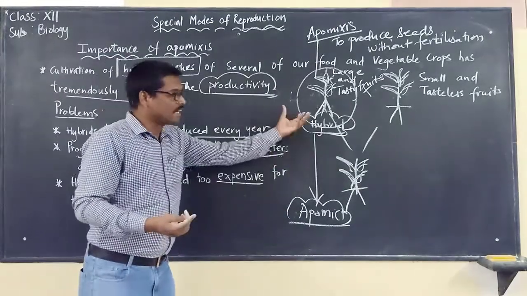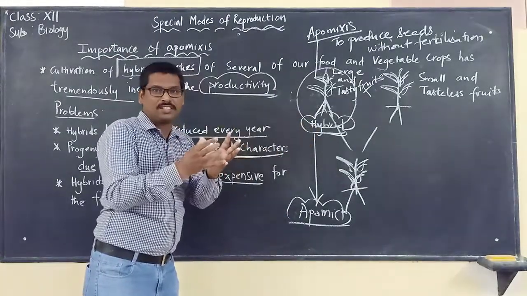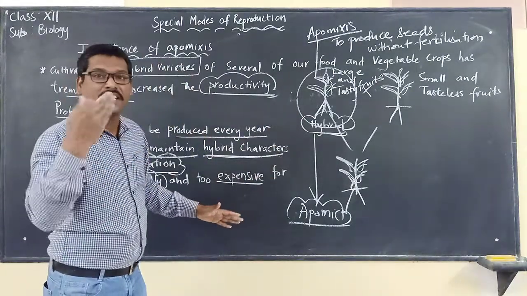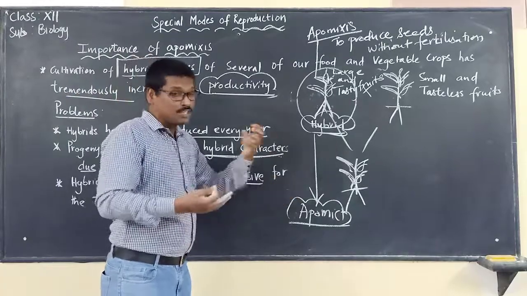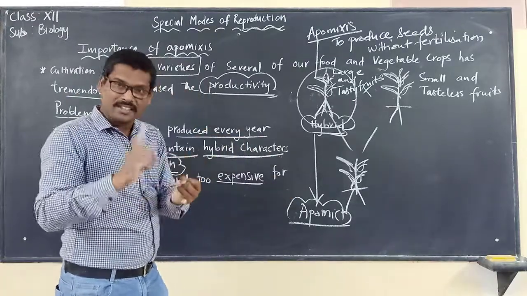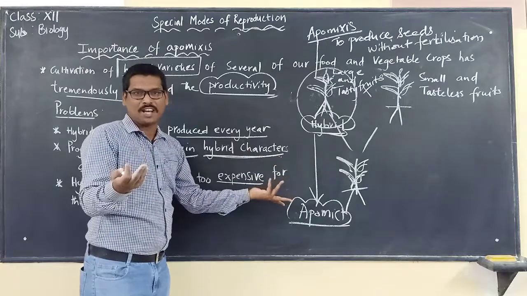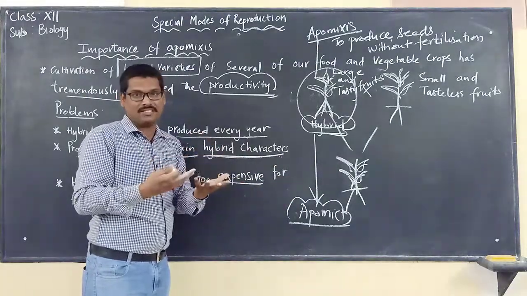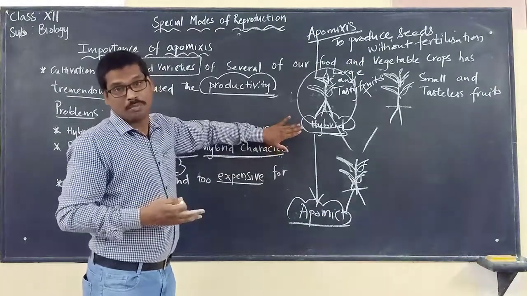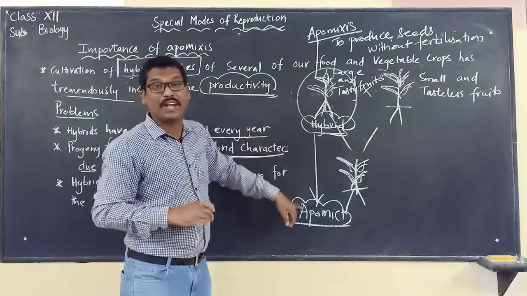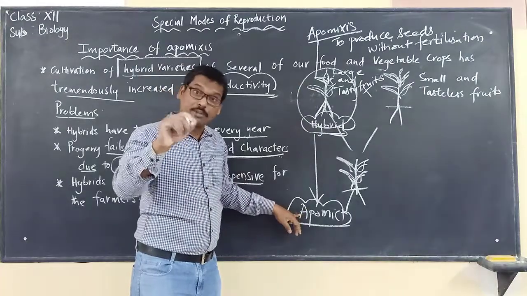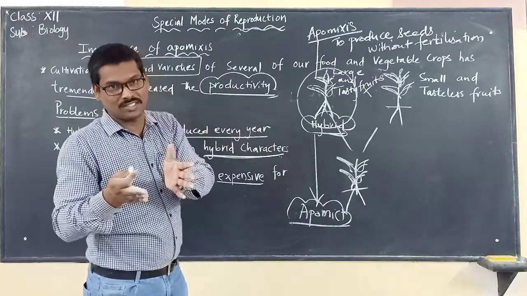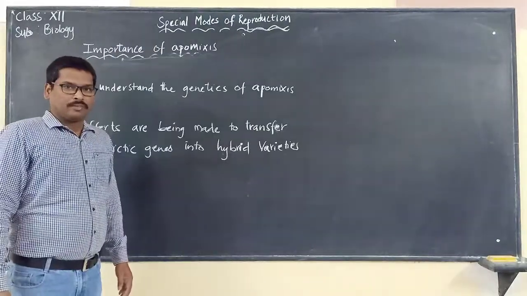The characteristics are inbuilt. They do not change. So the same characteristics will be transferred to the next generation, and that is one advantage for the farmer. At the same time, it is not an expensive process. It is not a costly process on which they have to spend a lot of money. Once we make the hybrid into an apomict, it will produce seeds without fertilization, having the same characteristics.